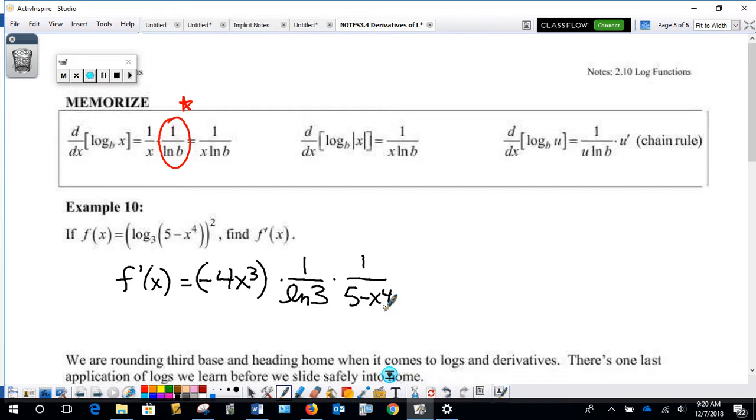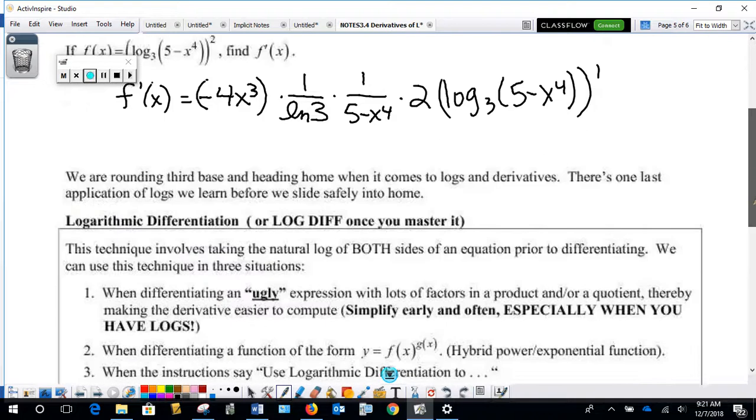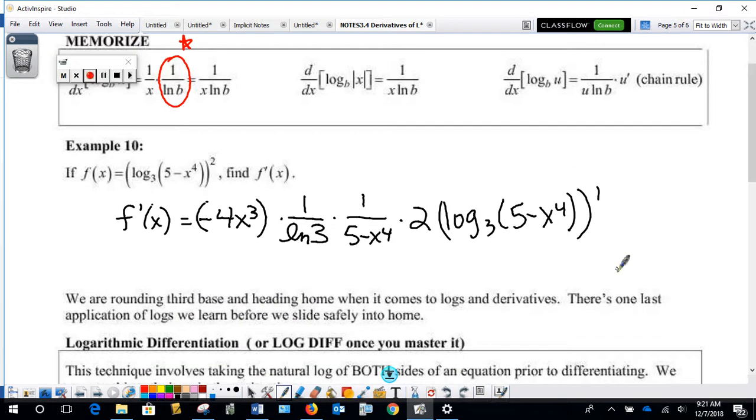And then I have one more thing to do before I can finish this derivative. I took the derivative of the inside. I took the derivative of the log. Now I got stuff squared. What's the derivative of stuff squared? 2 times that stuff, log base 3, 5 minus x to the fourth, all to the first, because I took the derivative. All right? Example 10. You can stop there. Anything that I have skipped, you need to do that comes before example 10. Okay?